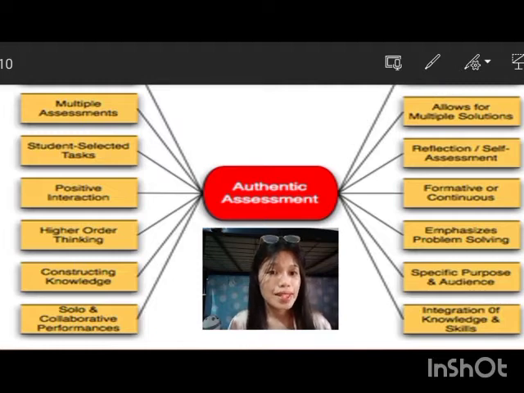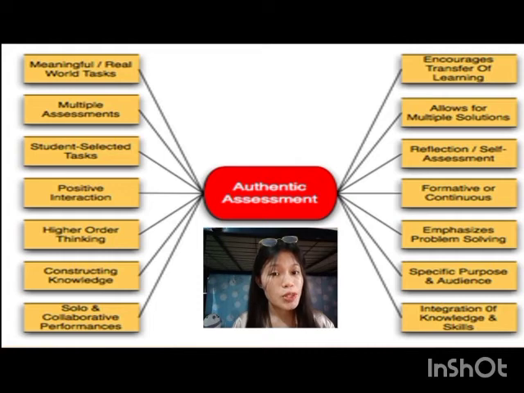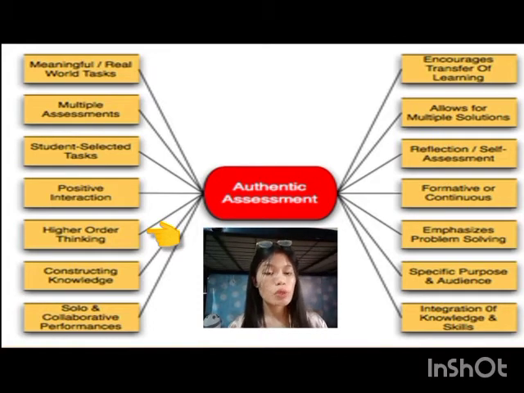Another characteristic to be discussed is positive interaction, in a way that any assessments or tasks to be done should involve or engage the students in teaching, learning, assessment processes. In other words, student-centered or student-structured. Another thing also is that it requires students to demonstrate proficiency by performing tasks showing application of what they have been learned.